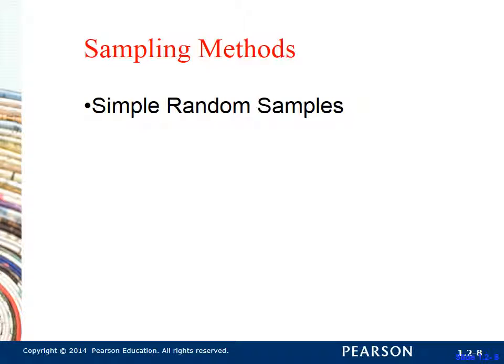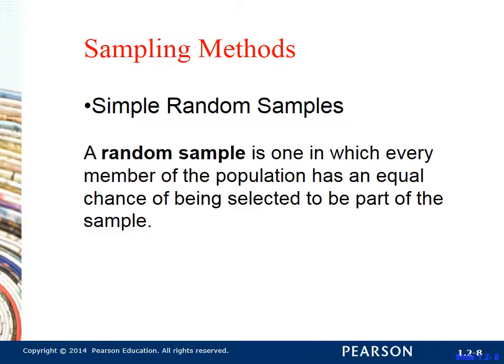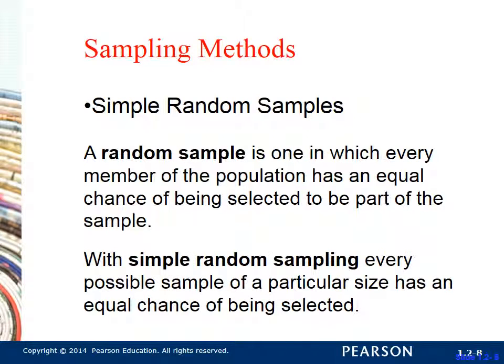Everything is a random sample, so don't key in on that word. This first type is called a simple random sample. So a general random sample is one in which every member of the population has an equal chance of being selected to be part. So if you put that word simple in front of it, a simple random sample means every possible sample of a particular size has an equal chance of being selected.